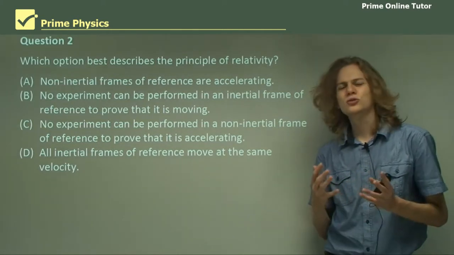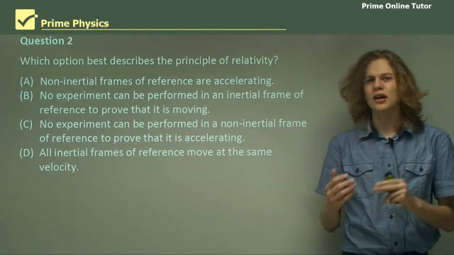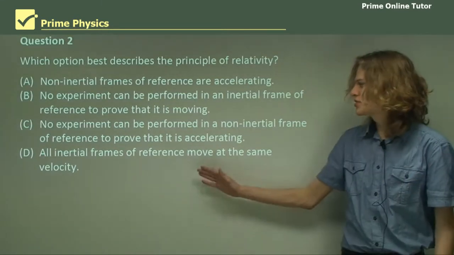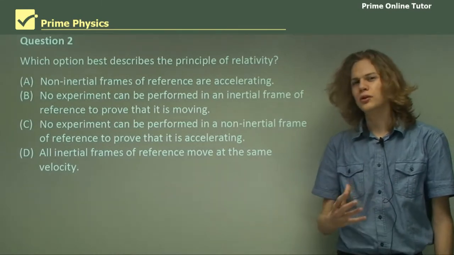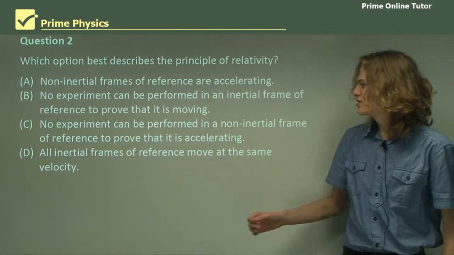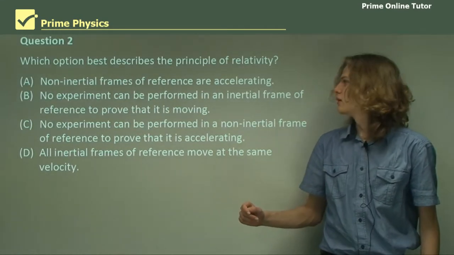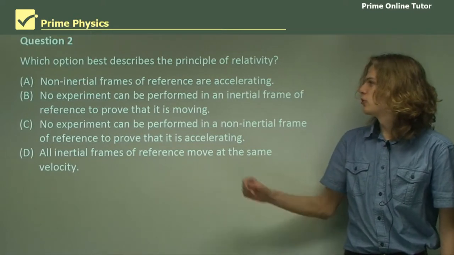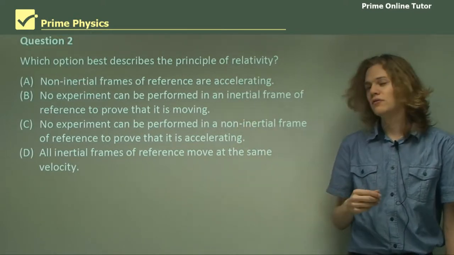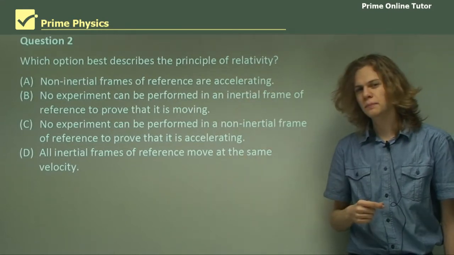Now, what is an inertial frame of reference? It's a frame of reference that's traveling at a constant velocity, but it doesn't have to be the same as all other inertial frames of reference. Sure, you can say they're equivalent, but you can't say that they're all moving at the same velocity. We also know that non-inertial frames of reference are accelerating, but this doesn't really relate to the principle of relativity.